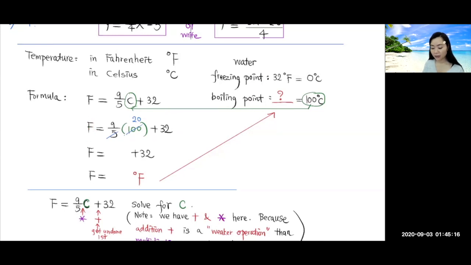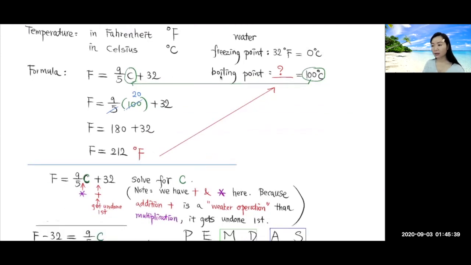Okay, so now we can simplify this. 100 over 5 is 20. 20 times 9 is 180. So that is 180. Now adding this 32, that's 212. So 212 degrees Fahrenheit. So we just discovered that the corresponding temperature for the boiling point for water is actually 212 degrees Fahrenheit. So that's the boiling point for water in Fahrenheit.